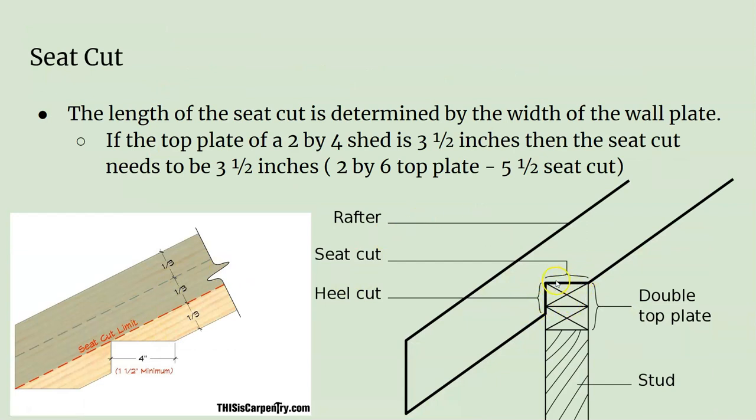All right, and your seat cut is determined by what kind of plate you use. So if it's a 2x6 plate, your seat cut would be 5.5 because that's how wide a 2x6 is. If it was a 2x4, it'd be 3.5 inches.